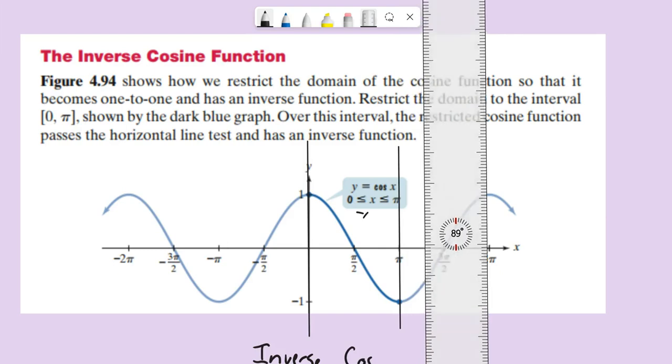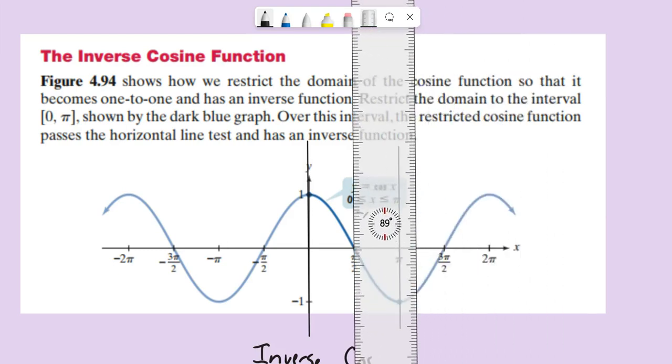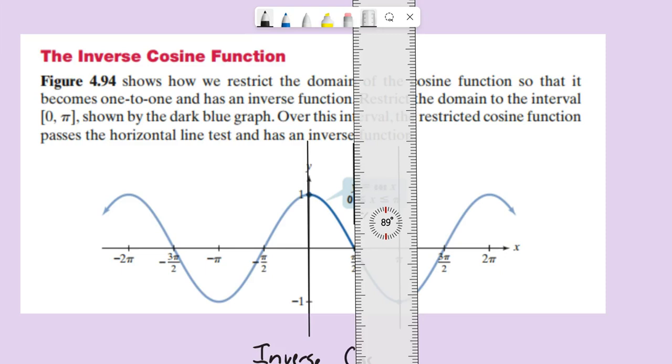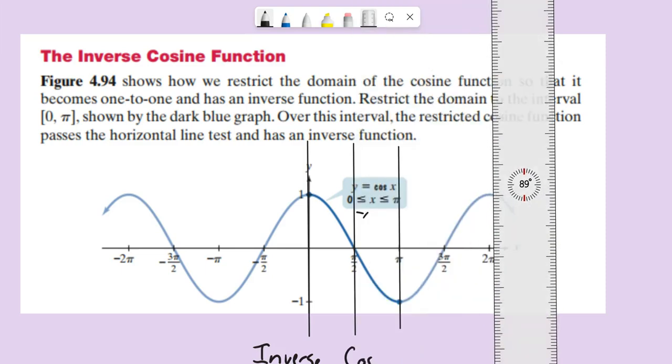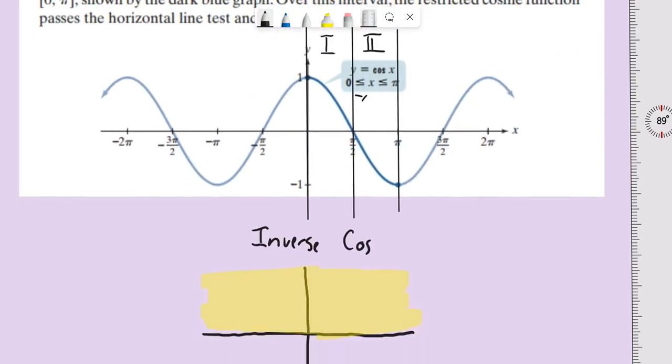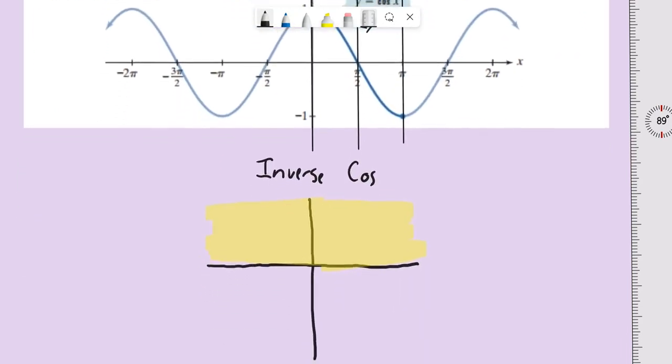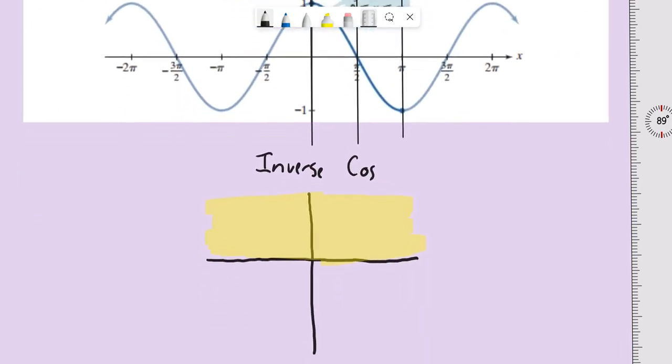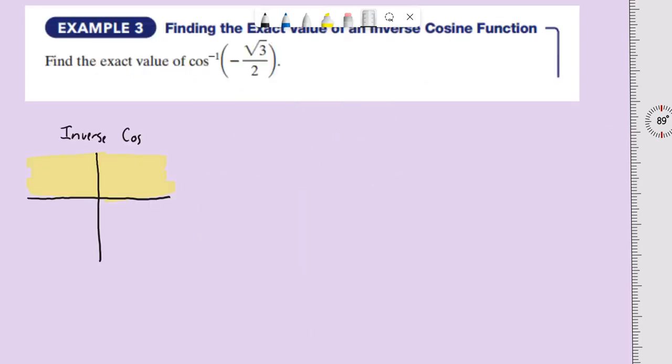So if we look here, if I put this down here as well, this is quadrant 1 and this is quadrant 2. So in the sine function, or inverse sine function, we were just looking at quadrants 4 and 1, but in inverse cosine, we're looking for quadrants 1 and 2. So we're only dealing with quadrants 1 and 2.